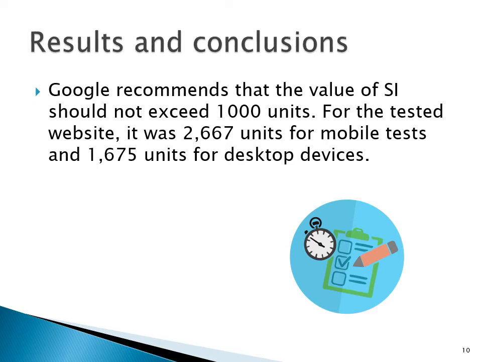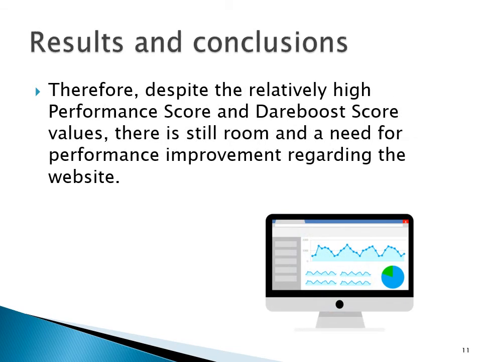Google recommends that the value of SI should not exceed 1000 units. For the tested website it was 2667 units for the mobile test and 1675 units for desktop devices. Therefore, despite the relatively high performance score and Dareboost score values, there is still room and a need for performance improvement regarding the website.